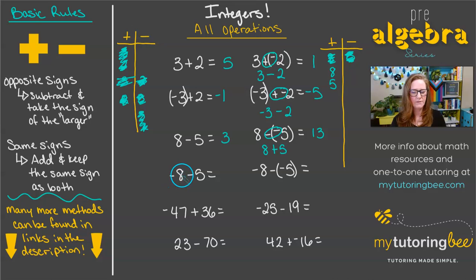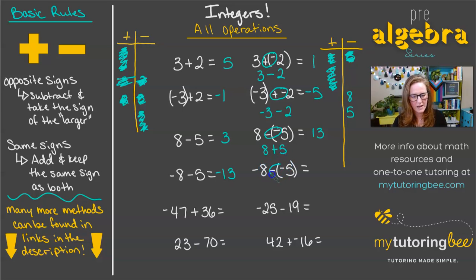Here we have a negative in front of the 8. Oops, let me cross these out, sorry. We have a negative in front of the 8, so that goes in the negative column. We have the negative in front of the 5, so that goes in the negative column. They are both in the same column, so we're going to add them together. That's 13. And then since they are both in the negative column, our answer is negative.